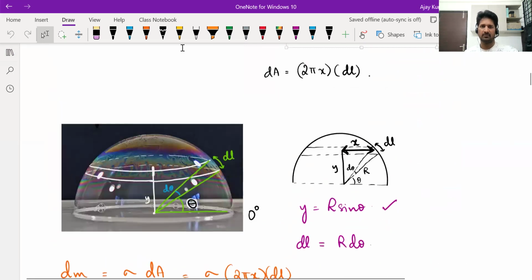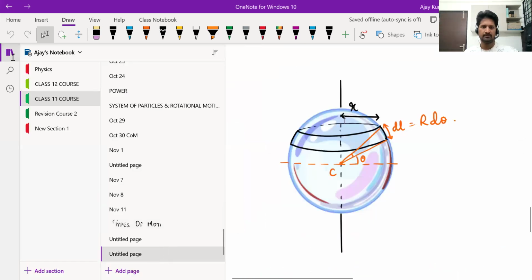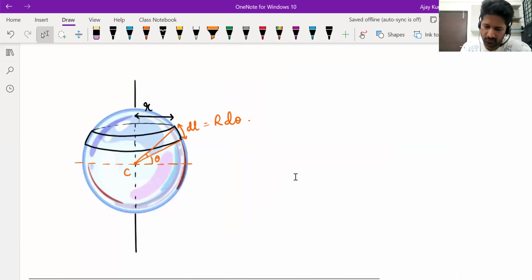Okay, someone unmuted, but I didn't get any answer. What was x in terms of capital R and theta? R cos theta, the horizontal component of capital R. Correct. So here, small r becomes capital R cos theta.